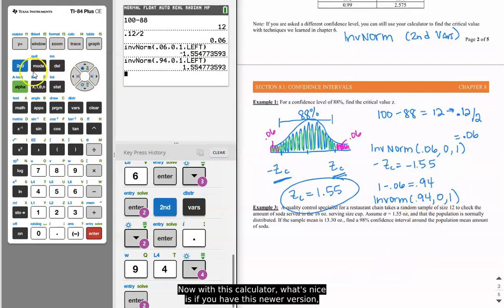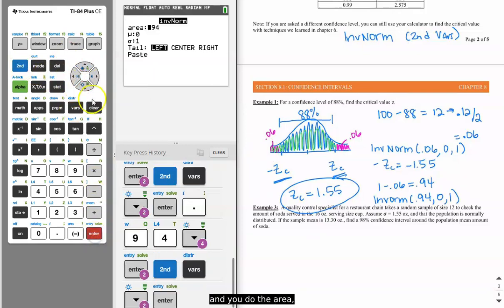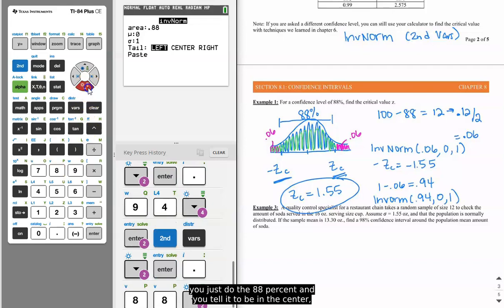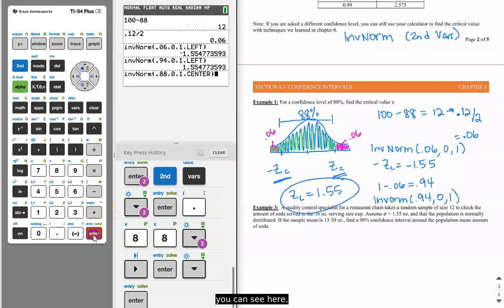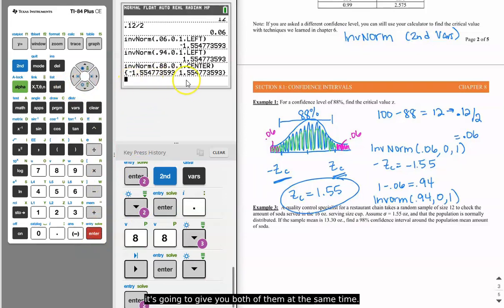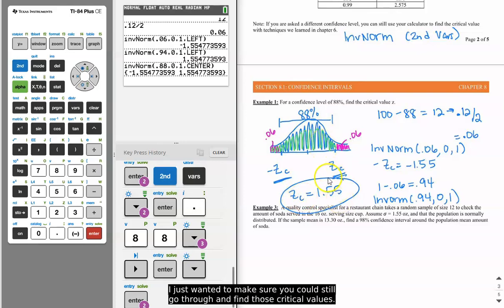Now with this calculator, what's nice is if you have this newer version, if you go to inverse norm and you do the area, you just do the 88% and you tell it to be in the center, it's going to give you both of them at the same time. So if you have the newer version, you don't actually even need to do all of this shading. You can just say, hey, it's in the center, find the critical values. But I have the older version, and so I just wanted to make sure you could still go through and find those critical values, okay?